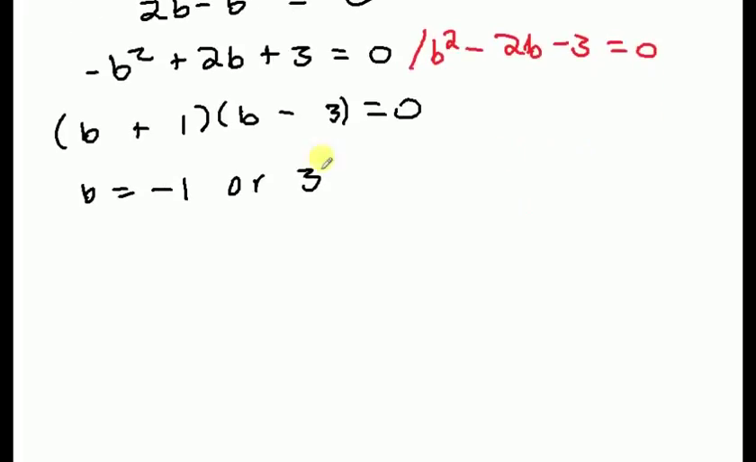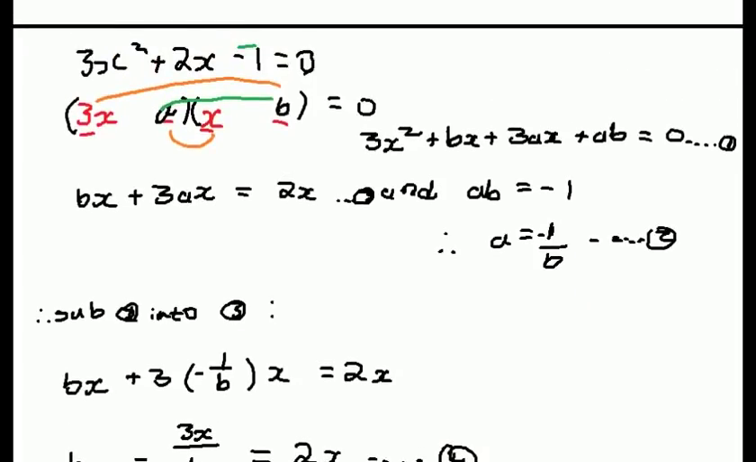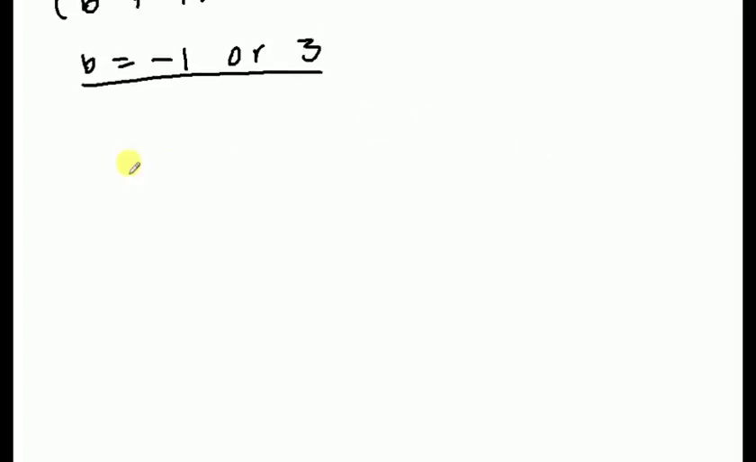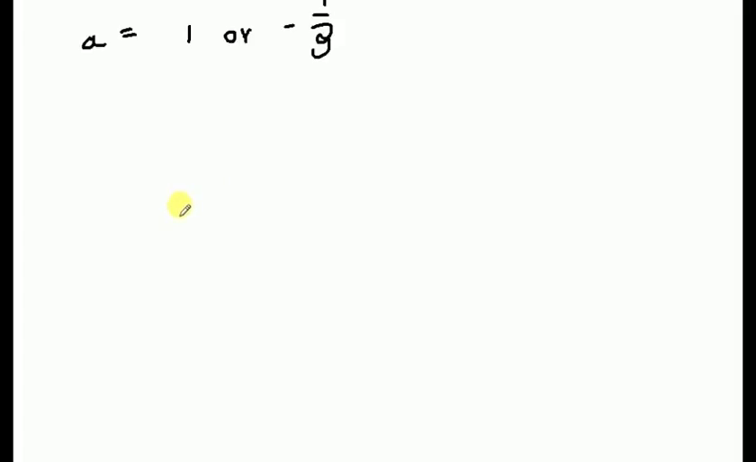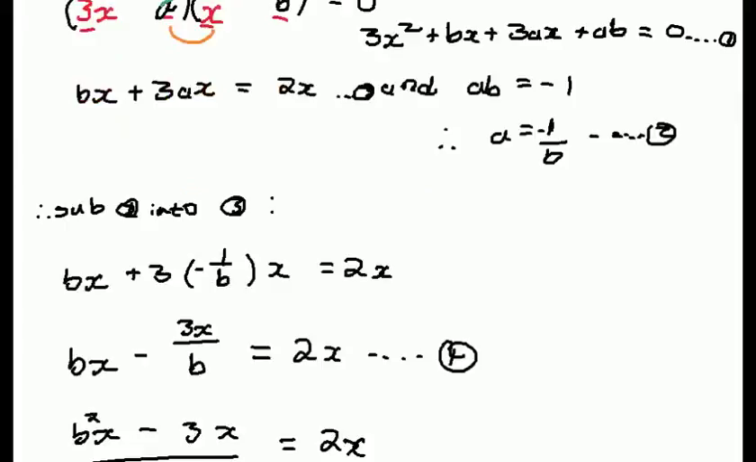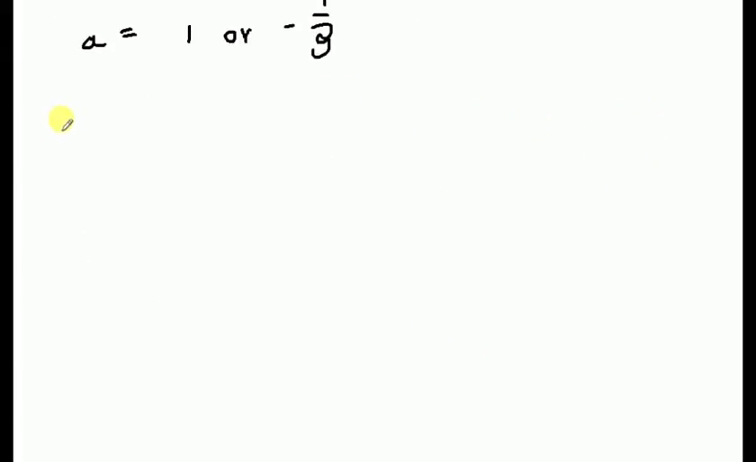Then you substitute the values that you got for b back into our equation 2. So if you substitute it, it's going to give you a equal to 1 or -1 over 3. Then from that point, if you substitute your values back into your equation with an unknown, which we named as equation 1, which is this one, then you are going to have an equation which looks like this.